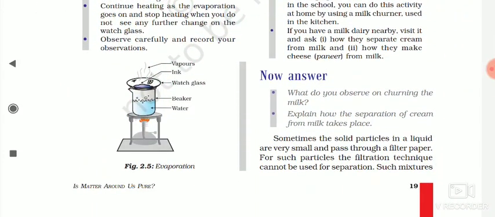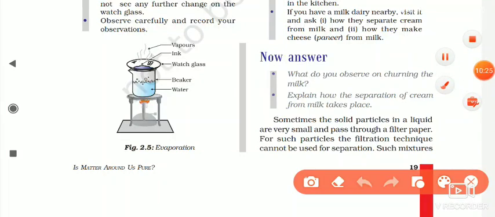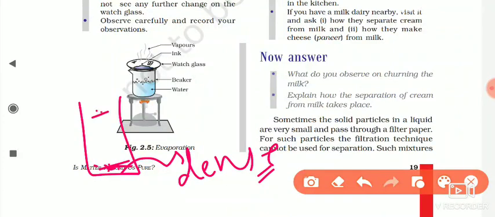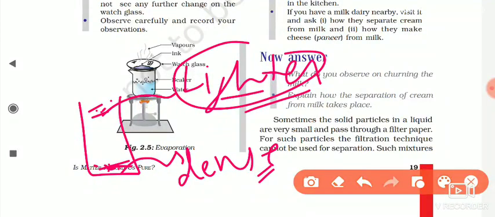After some time, on churning the milk, you will observe in the test tube that some denser particles settle down, and some lighter particles float. Lighter particles, because they are light, have less density. So you can separate the lighter particles as well as the denser particles from the milk.